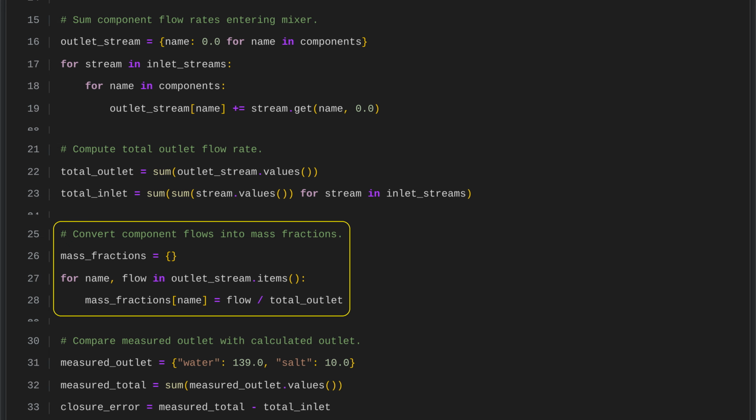An empty dictionary is used to store the mass fraction of each component in the outlet stream. For each component, its flow rate is divided by the total outlet flow to find its share of the mixture. These values describe the outlet stream composition.